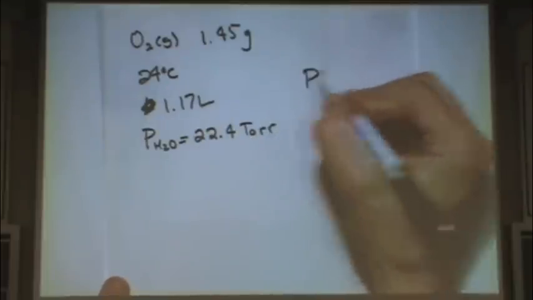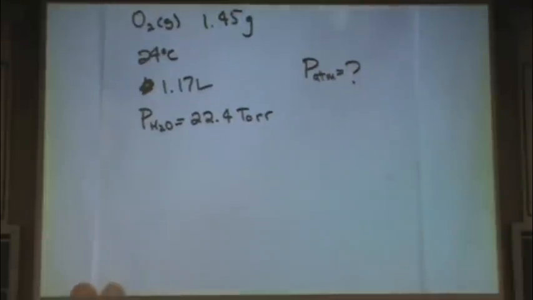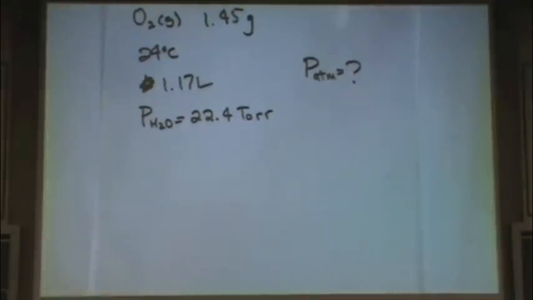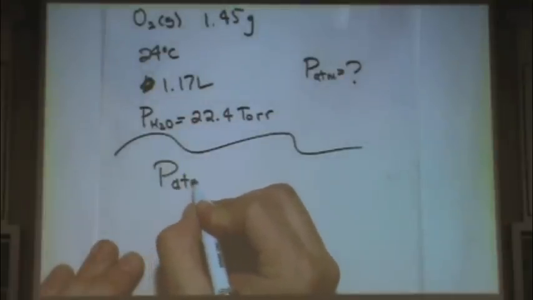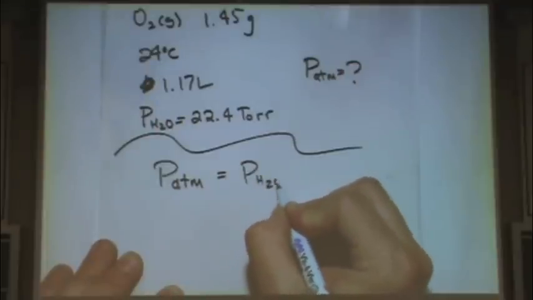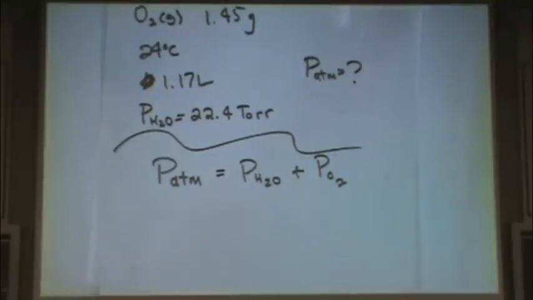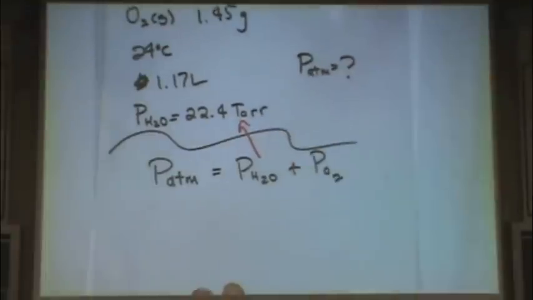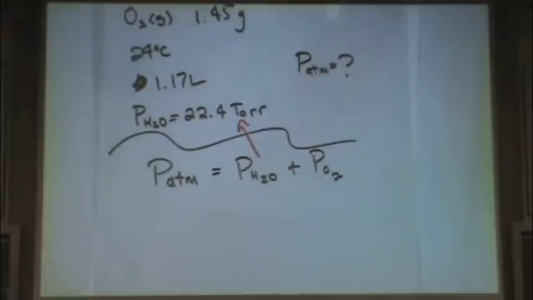So what do they want to know? They want to know barometric pressure, or P atmosphere. Okay. Well, this is a similar sort of question as what we saw earlier. So P atmosphere, that's P total, same thing, is equal to the vapor pressure of the water plus the vapor pressure of the gas, in this case O2. So let's just get our pen out. This is that one right there. Okay, so we know the partial pressure of water. How about O2? We can calculate that.